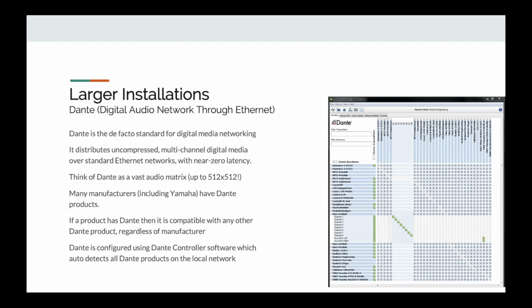Dante works at preamp or line level, and Dante technology is built into many, many devices, and all Dante products are interconnectable. In very simple terms, without any need for expert network knowledge, Dante distributes uncompressed multi-channel digital media over Ethernet networks with near zero latency. And when I say near zero, we're talking around 1 millisecond, which the human ear cannot hear. Dante enables us to connect up to 512 by 512 devices.